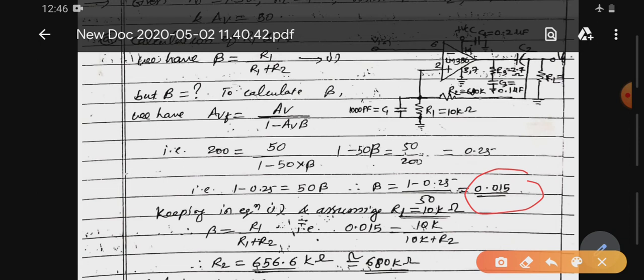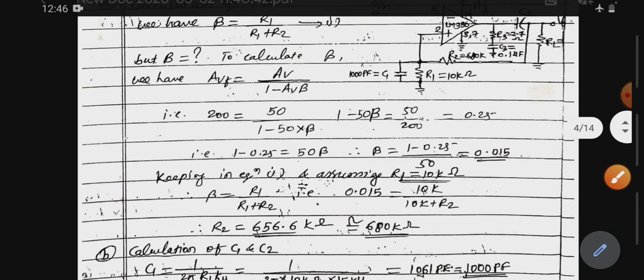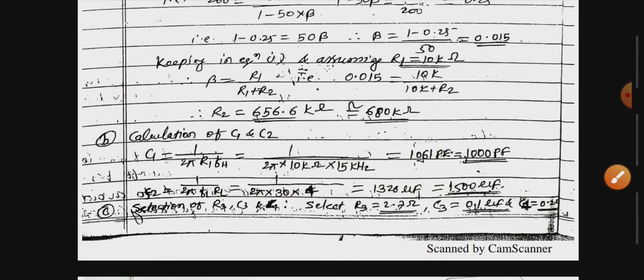So if you assume one value of resistor, that means you can assume R1 or you can assume R2. By using the same formula, by keeping the value of beta and assuming R1 is equal to 10 kilo ohm, you will get the value of R2 as 556.6, which can be approximated to the standard value 680 kilo ohm. Okay, 680 kilo ohm. So you have assumed R1 and calculated R2. The next step will be calculation of C1 and C2.